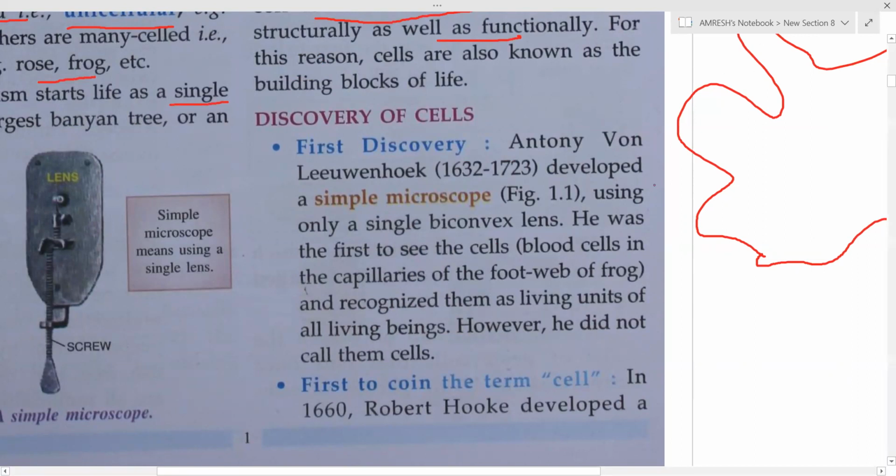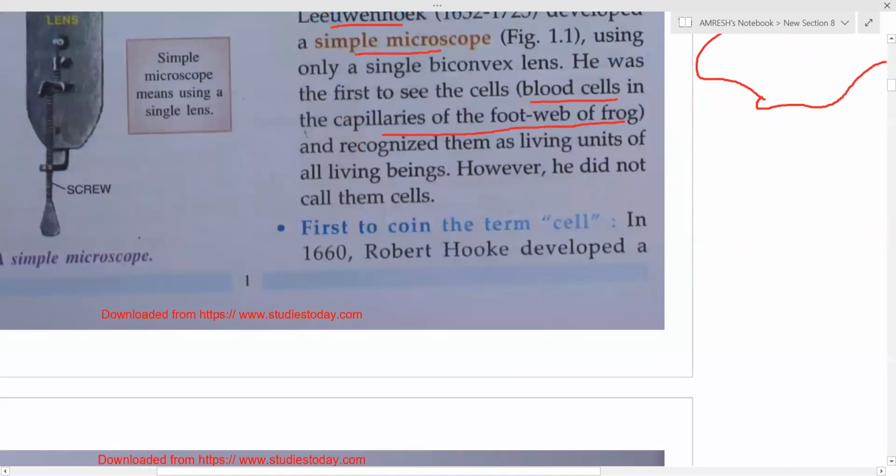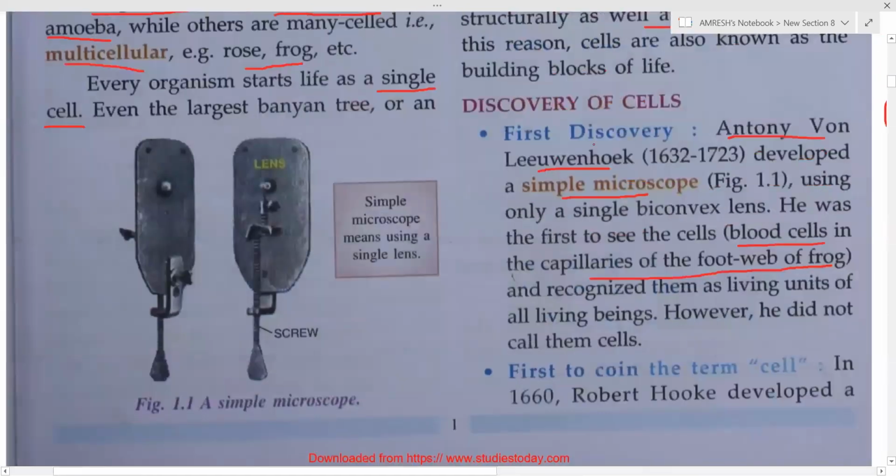The first microscope was developed by A.V. Leeuwenhoek. It was a simple microscope. From that microscope, he was able to see the blood cells in the capillaries of the foot web of a frog. See, here is a simple microscope with a single biconvex lens, and with the help of that, he was able to see the blood cells in the foot web of a frog.